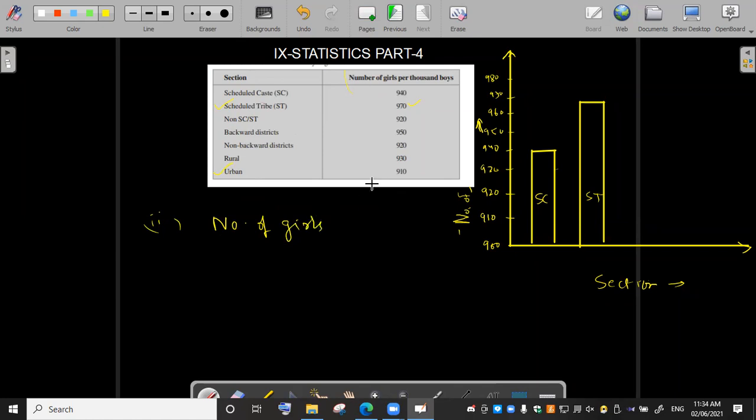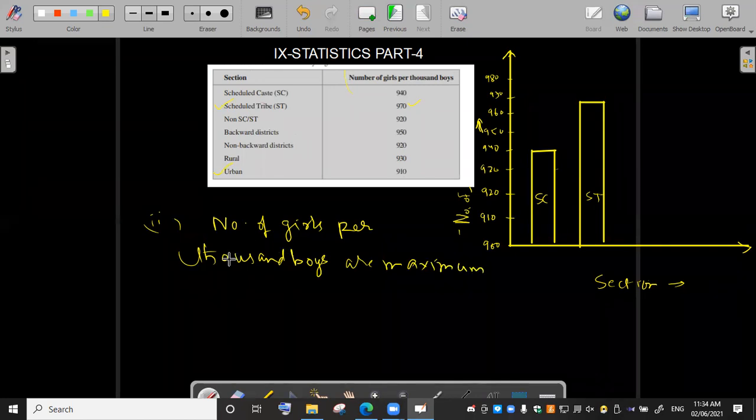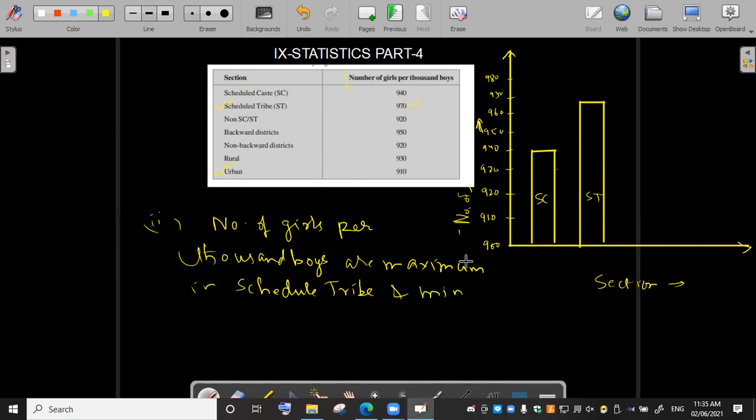The second part they asked: the number of girls per thousand boys is maximum in scheduled tribe and minimum in urban area.